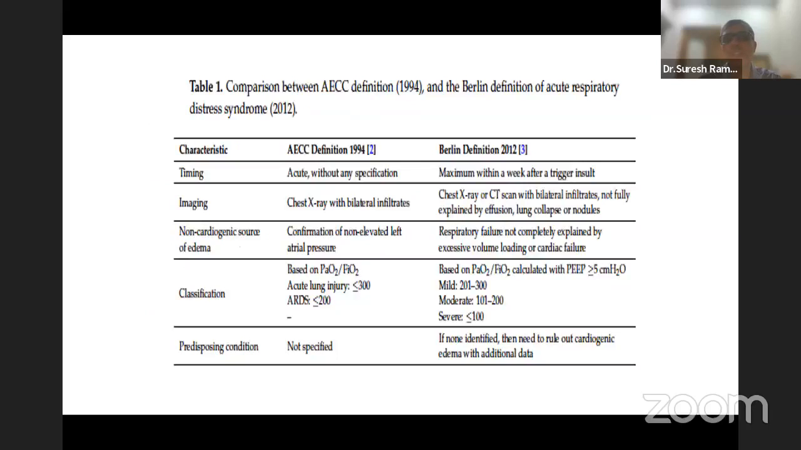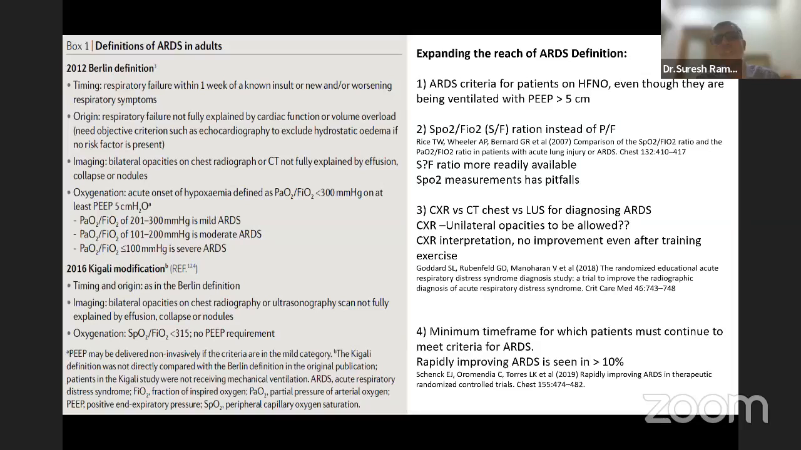So this is known to everyone, and there are a few issues about how you compare, but there are certain problems with this Berlin definition. That's why we have the Kigali modification, where we're looking not only at the PF ratio, but also at the SpO2/FiO2 ratio. We are looking at HFNO criteria, because a lot of our patients are put on HFNO rather than on invasive mechanical ventilation straight away. We are looking at CT chest and lung ultrasound to diagnose it, instead of chest X-ray, and at whether unilateral opacity is to be allowed.